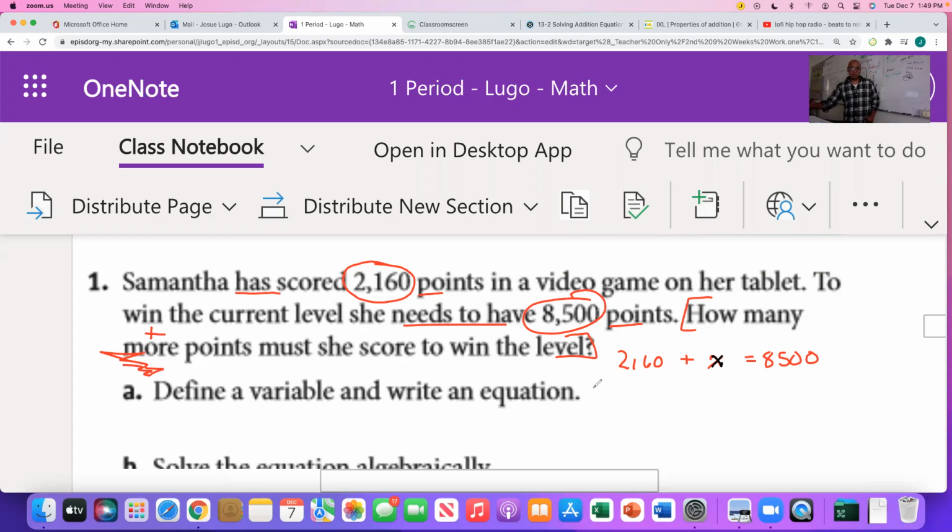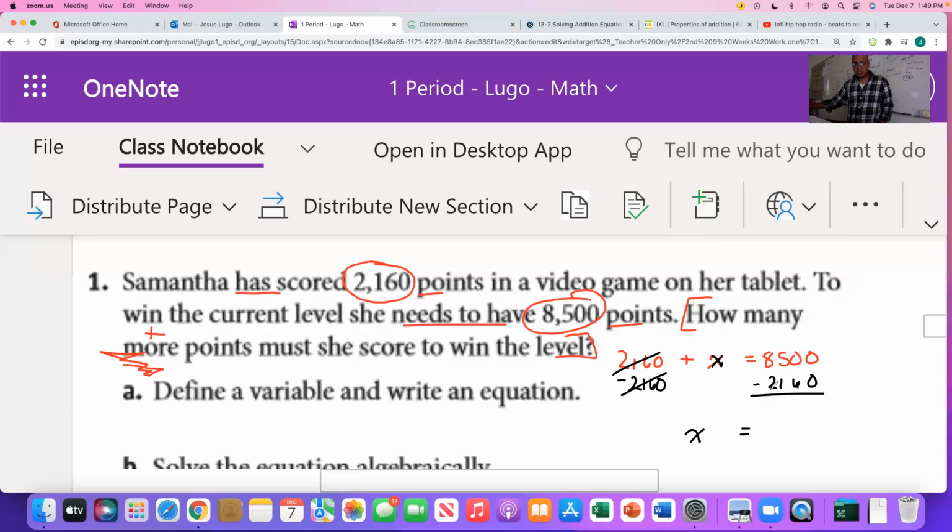So now, ladies and gentlemen, let's go ahead and solve this equation. Let's isolate the variable. Is the variable isolated right now on the left side? No, it is not, because I am adding 2,160. So what is the opposite of adding 2,160? We can subtract 2,160. And whatever I do to one side, I must do to the other. So I must subtract 2,160 from this side as well. So 2,160 minus 2,160 is 0, leaving me with just x isolated. Bring down the equal sign.